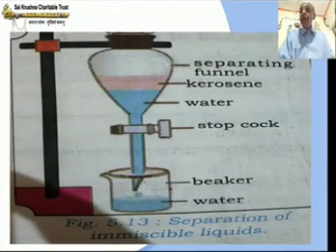You see, here there is a separating funnel. Are you all able to see it? Now, there is kerosene, and below the kerosene is the water. The blue colored liquid is water. The pink shaded one is the kerosene. There is a stop cock to stop the flow of the liquid, that is water.